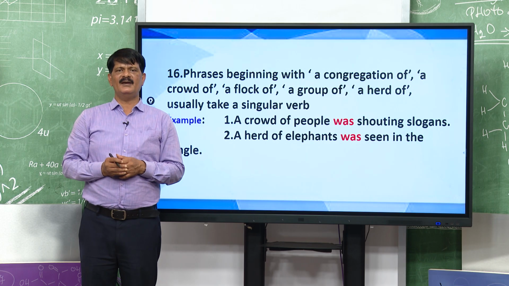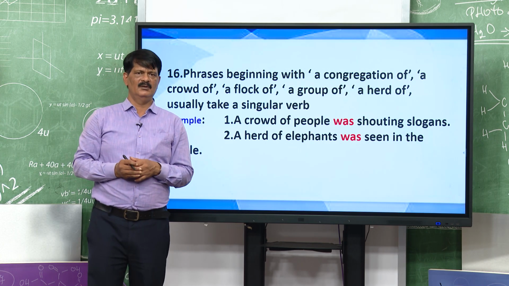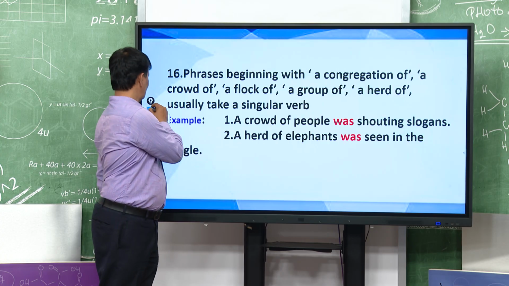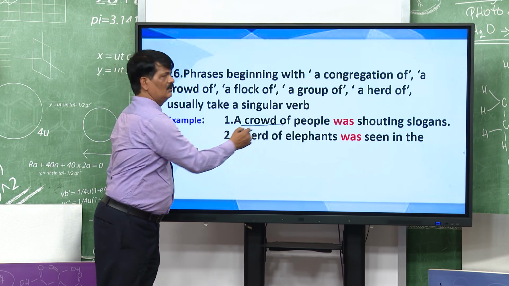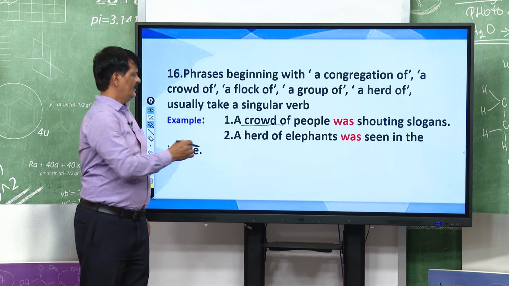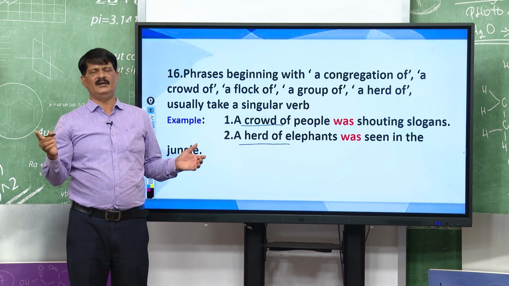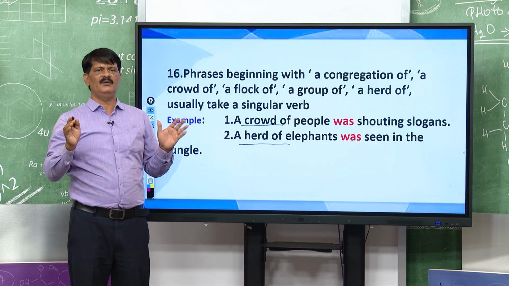Number 16. Phrases that begin with a congregation of, or a crowd of, or a flock of, or a group of, a herd of, usually take a singular verb. Okay, you see how it is a singular verb. Example: a crowd of people was shouting slogans. A herd of elephants was seen in the jungle. Here a crowd is there. So, you see a crowd, okay, a single unit there. A herd of elephants, a single unit there. So, definitely it will be singular.